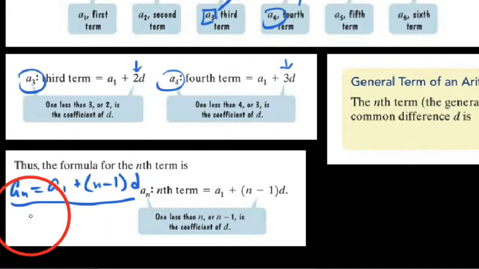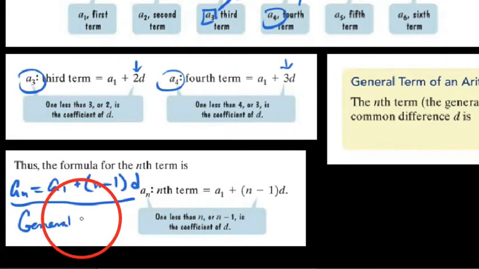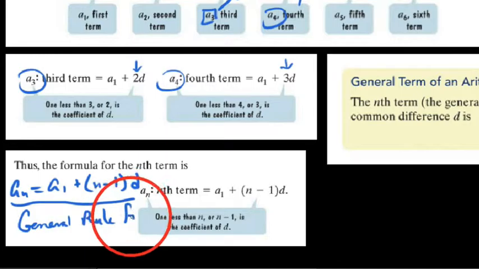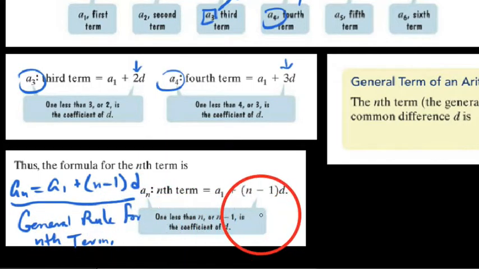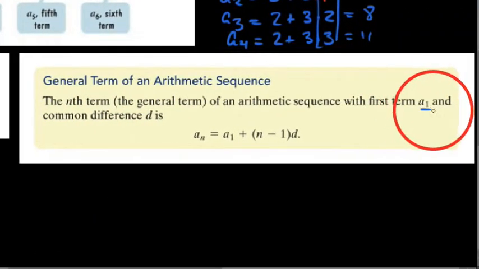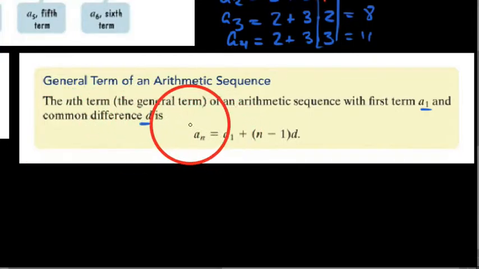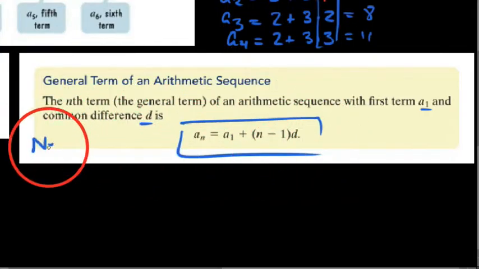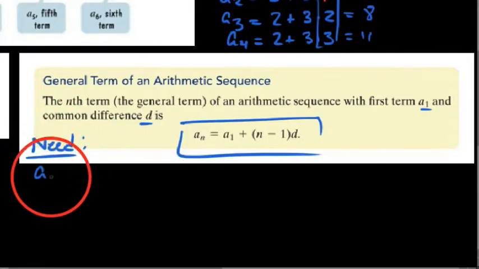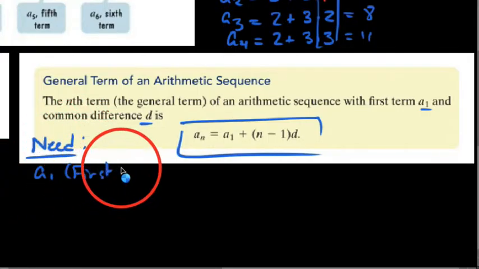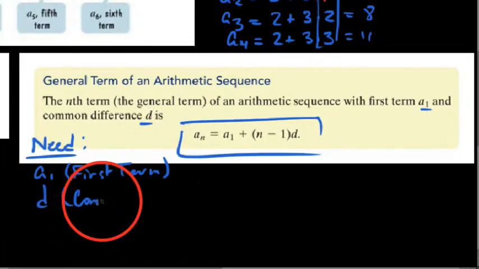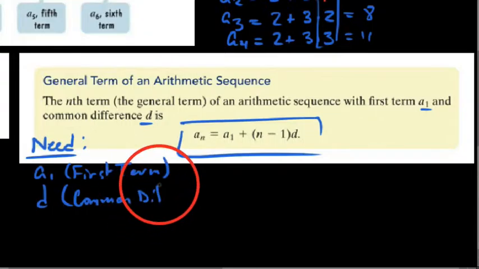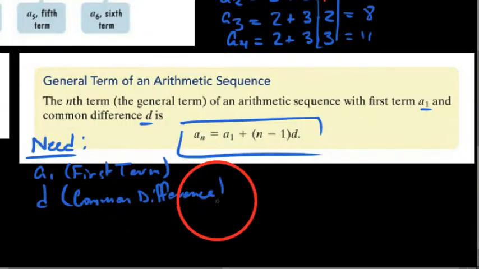And so this is going to be our general rule for the nth term. This is something we want to memorize, basically. The good news is that the nth term, or the general term, of an arithmetic sequence whose first term is a1 and common difference is d is this. It just means that in order to write the rule, we need a1, which is our first term, and we need d, which is our common difference, or if you're looking at the graph of this, our slope.